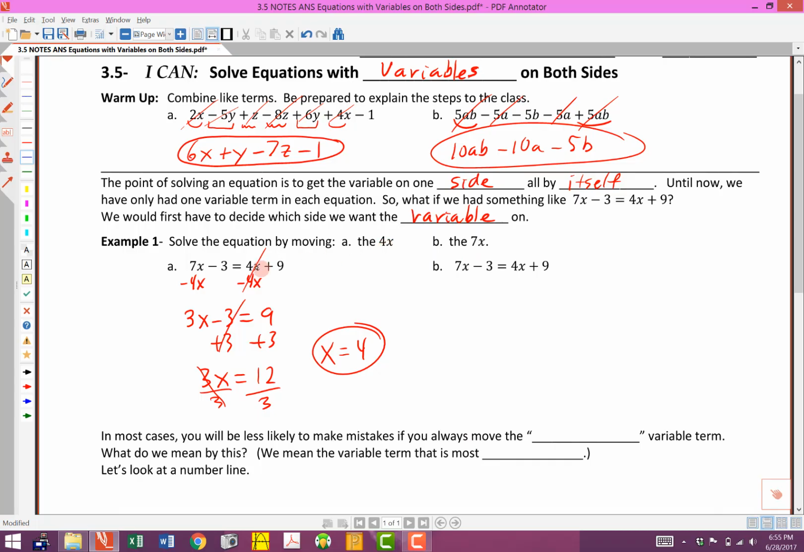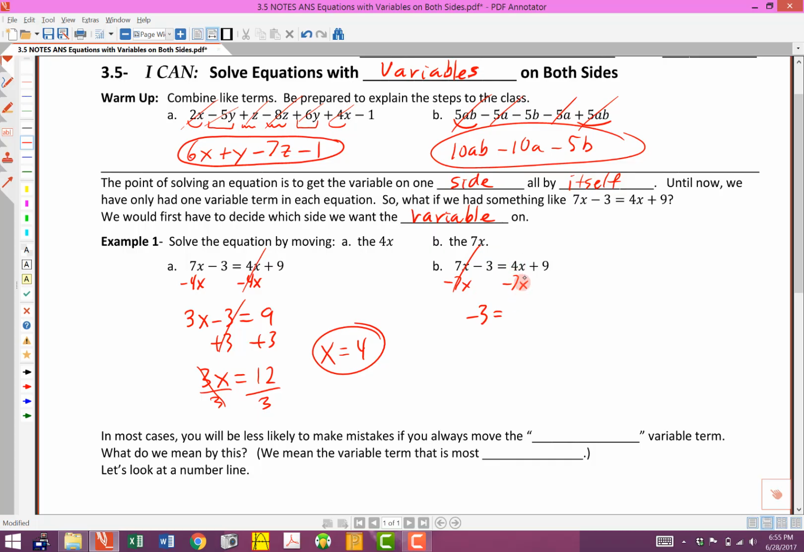So on this one, we moved the 4x over here. So what that did is that left us with an x on the left-hand side. So we read off the answer, x equals 4. Let's see what happens if we move the 7x. So if we're going to move the 7x, here's what we'd have. We're going to get rid of that as a positive 7x, so I'm going to subtract 7x from both sides. Again, moving it to the other side is going to make that negative. Those are going to cancel each other off. So we end up with a negative 3 over here.